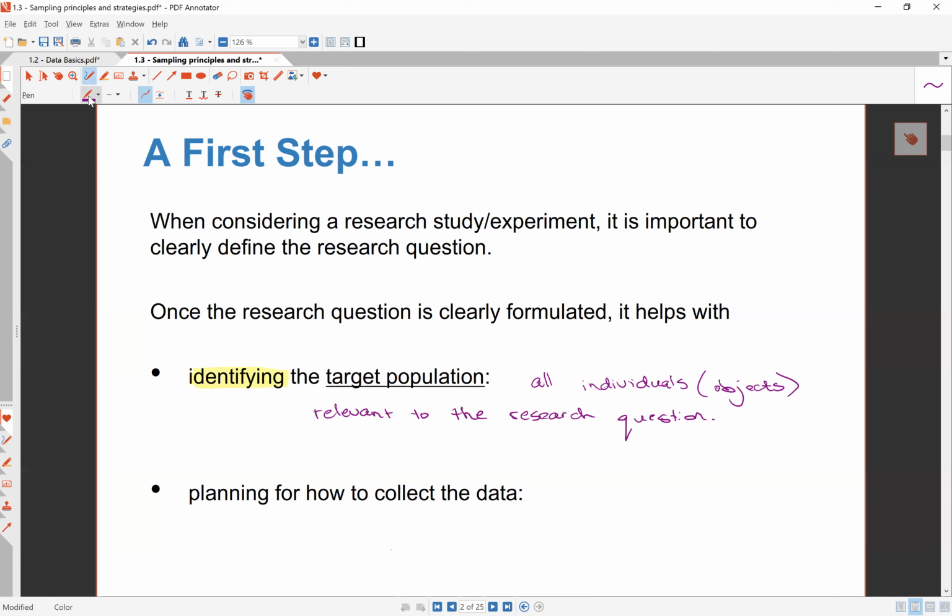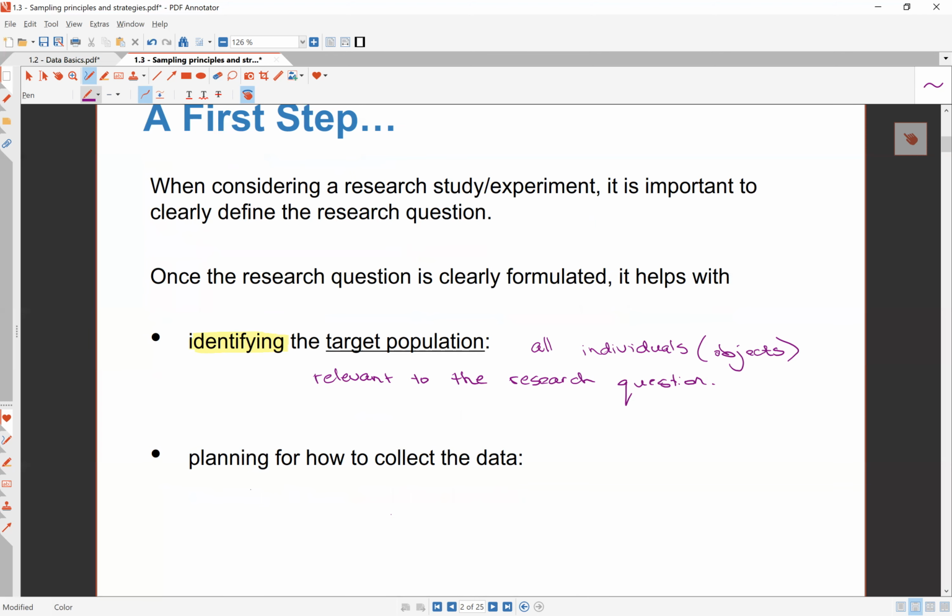If you're measuring something about health, are you just looking at the health of people in Texas? Are you looking at the health of women who have given birth in the last year? Are you looking at the health of children under the age of 12? Make sure you understand who the target population is. Then plan how you're going to collect your data, because you want to make sure that all members of your target population have the possibility of being represented once you've collected your data.